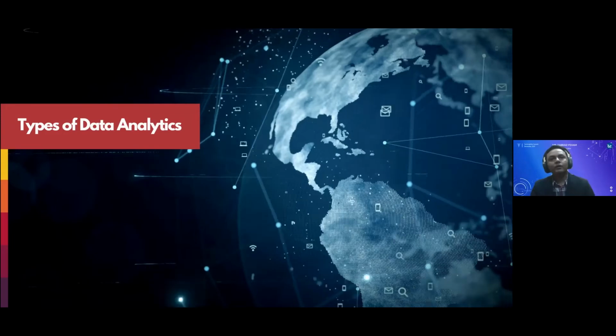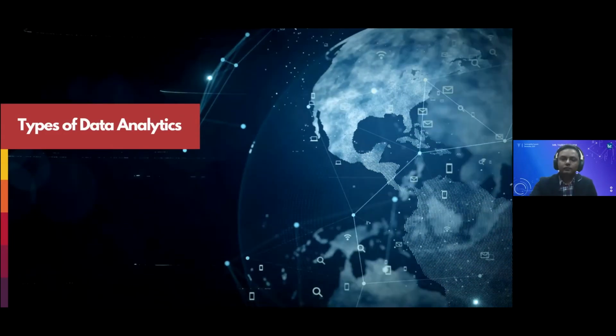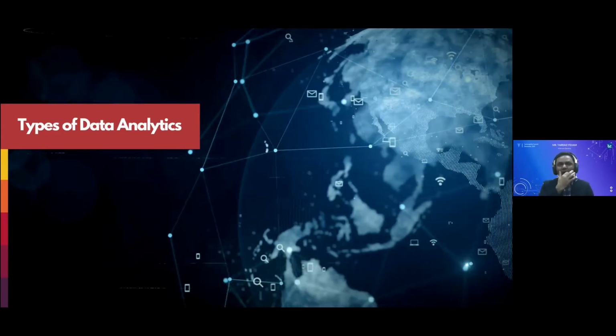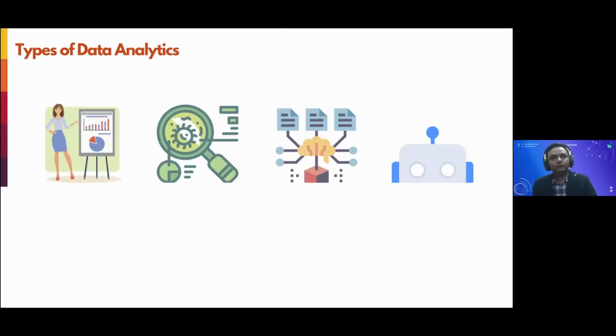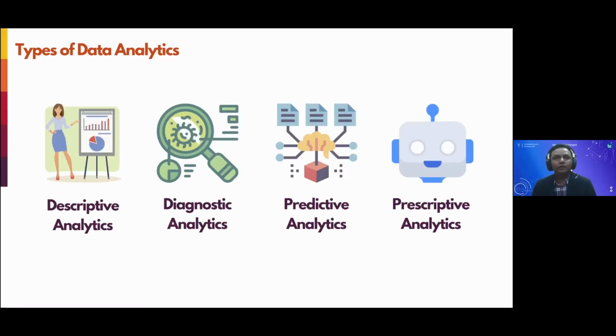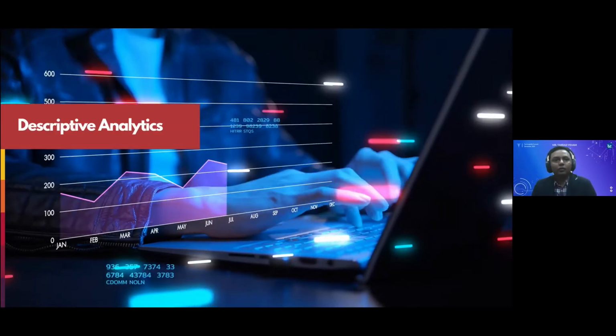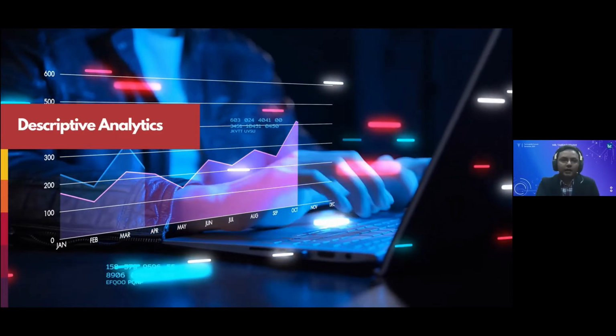Next, we will look into the types of data analytics. What are the major kinds of data analytics? So there are basically four: descriptive, diagnostic, predictive, and prescriptive. We will look into each of these a little bit deeper to understand a bit more. So let's look into descriptive analytics.